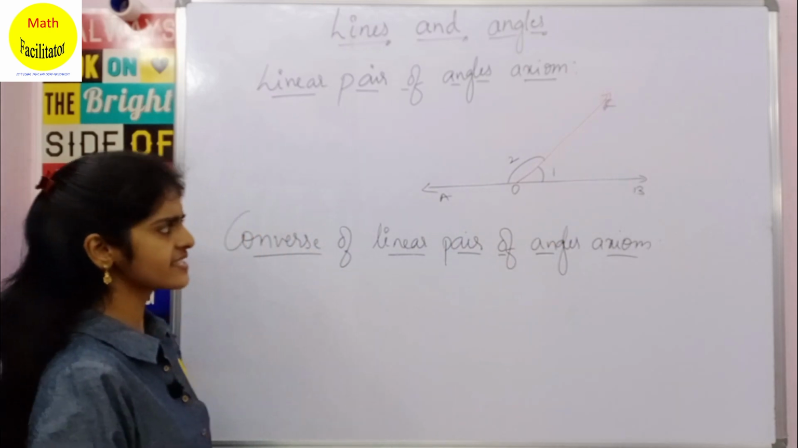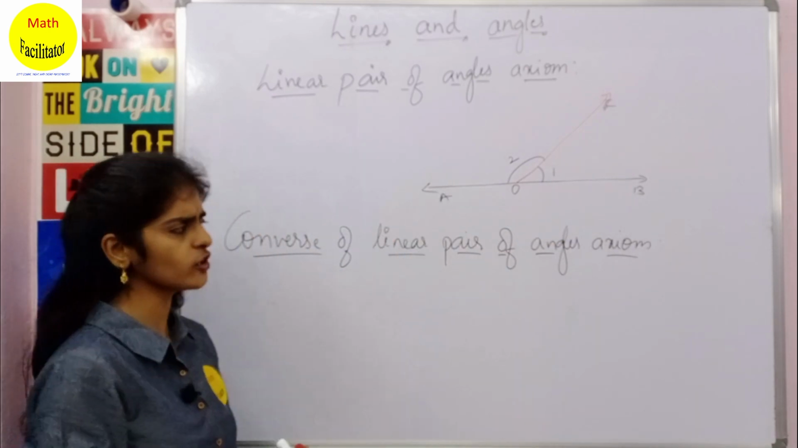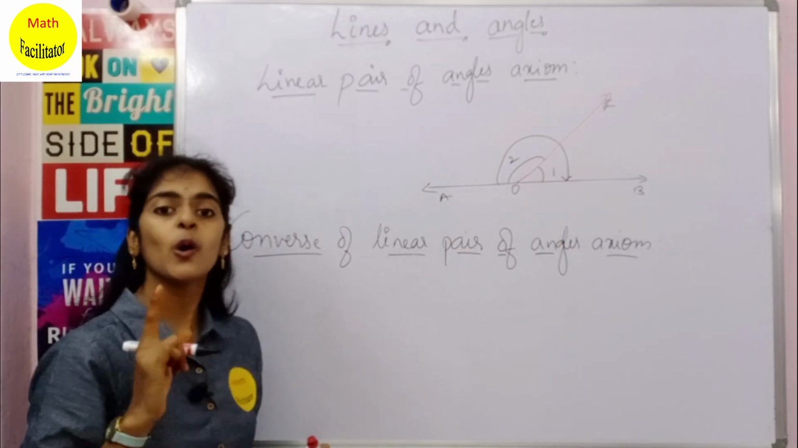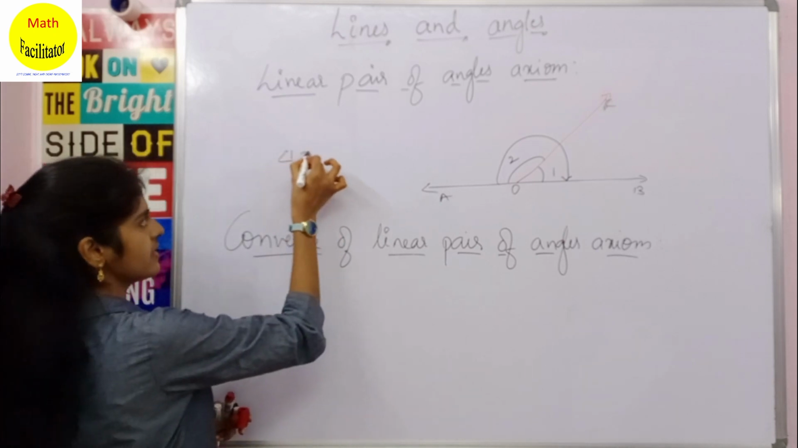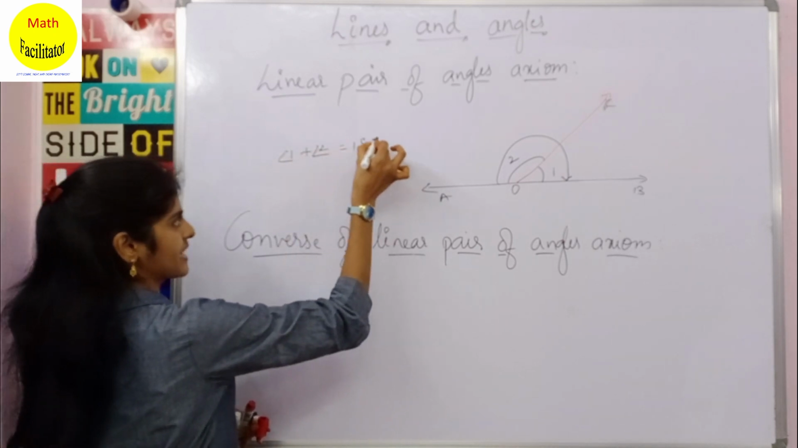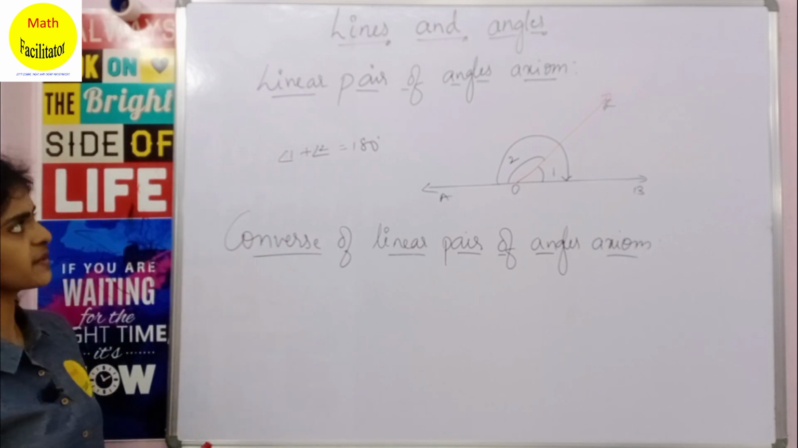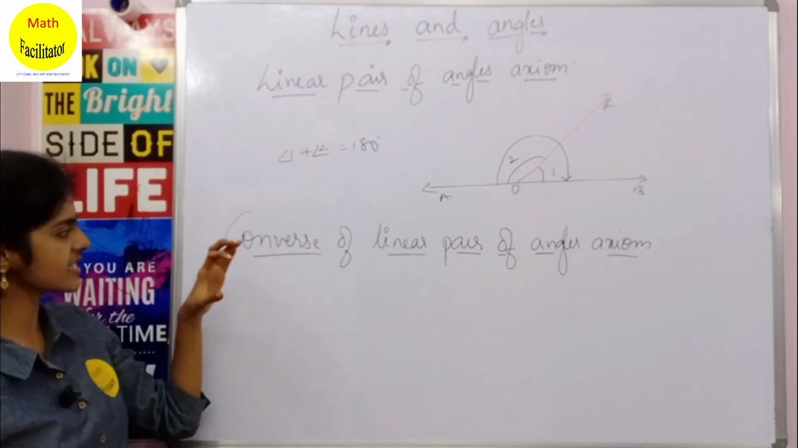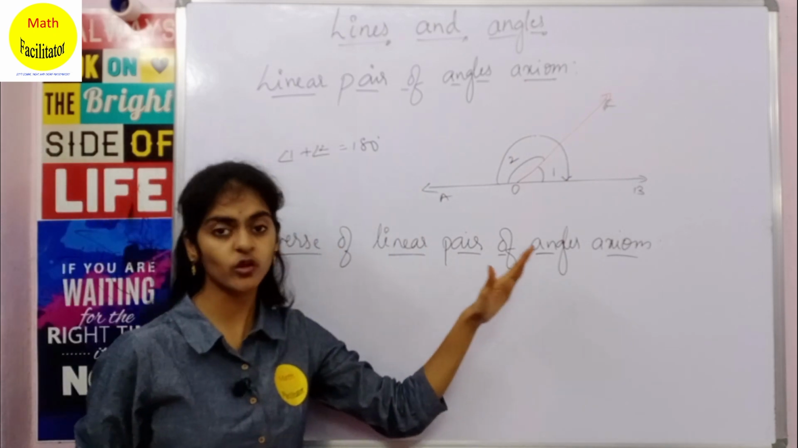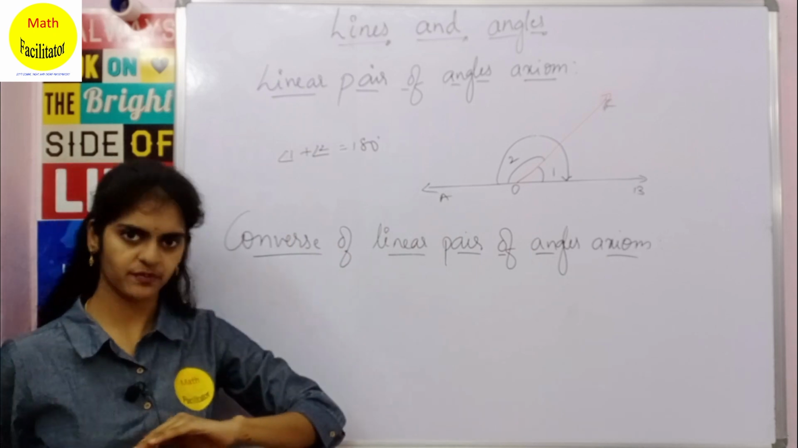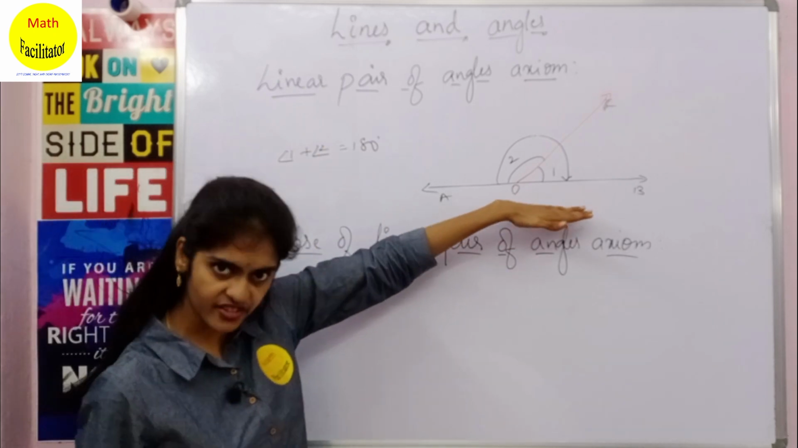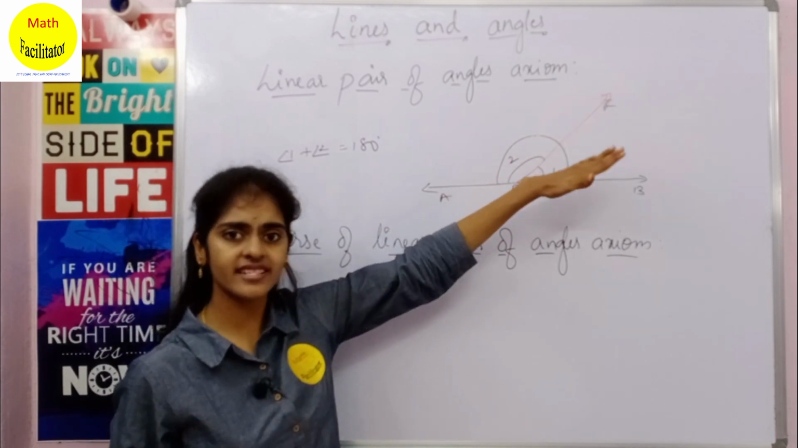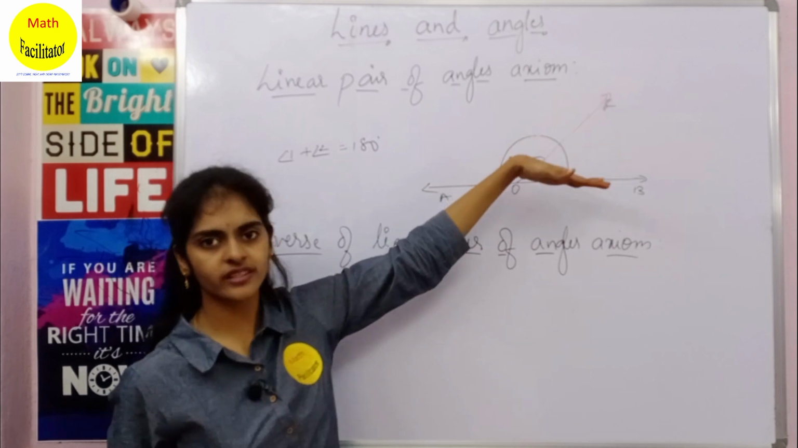By just looking at it, or using your protractor, you can see a straight line. This straight line angle is how much? 180. So angle 1 plus angle 2 is how much? 180 degrees. So this is nothing but the linear pair of angles axiom.